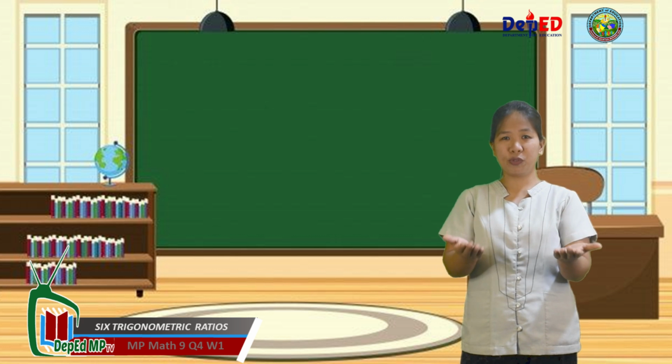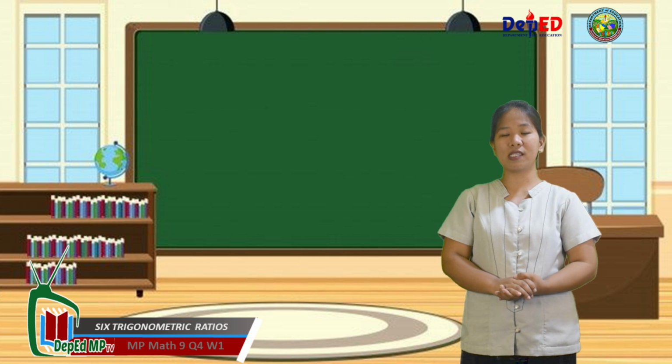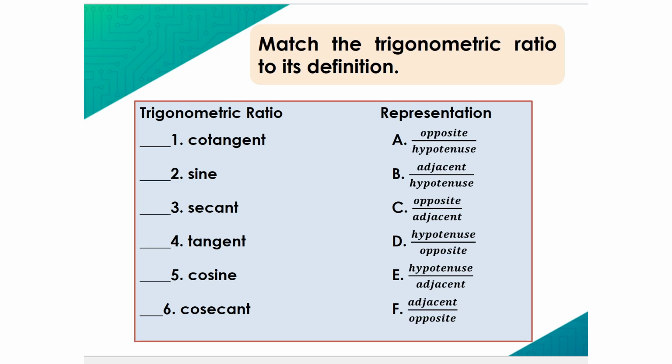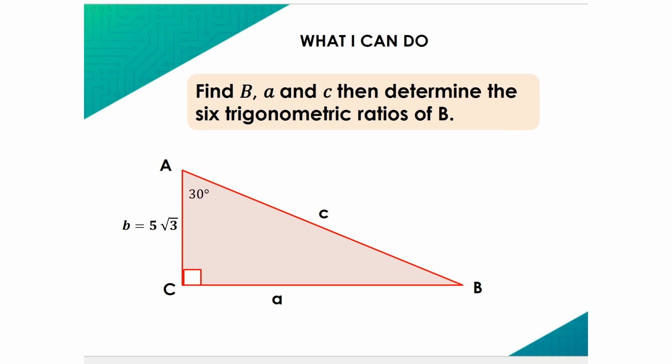By this time, you already have the needed knowledge and skills in illustrating trigonometric ratios. Let's check what you have learned by answering the next activity. Match the trigonometric ratio to its definition. Write the letter of your answer on the space provided before the number. Find B, A, and C, then determine the 6 trigonometric ratios of B.